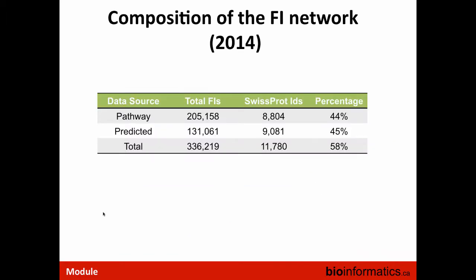Now, when we first did this, four versions ago, the number of interactions was 270,000, and it had just over 9,000 proteins. Now, the size of the network is just over 336,000 interactions, and almost 12,000 Swiss-Prot proteins are in the network. So that's coverage of almost 58%. So as I said to you before, pathway databases typically have coverage of about 30% of the known proteins.